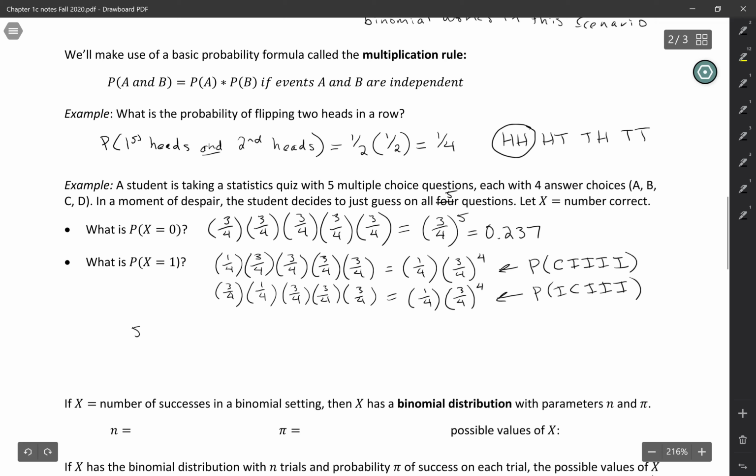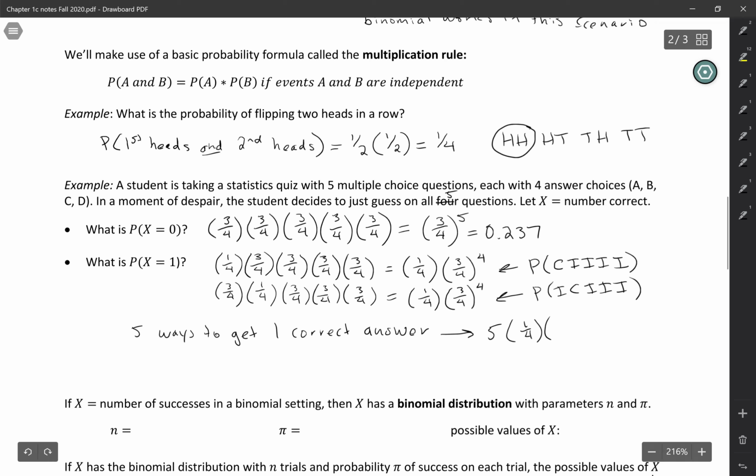So because of that, since we have 5 ways to get 1 correct answer, we're going to take that probability that we've gotten for both of our arrangements so far, and we're going to multiply it by 5 to account for all of the different options that we could come up with.